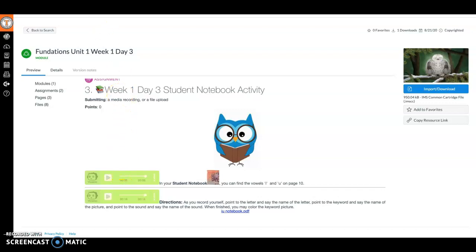Now, of course, the students will have notebooks or workbooks that they're working in with all their Fundations assignments. But that gives you a good example of what a first grade lesson will look like.